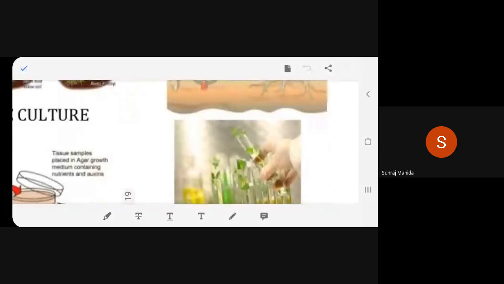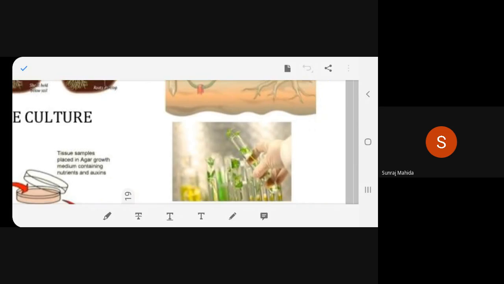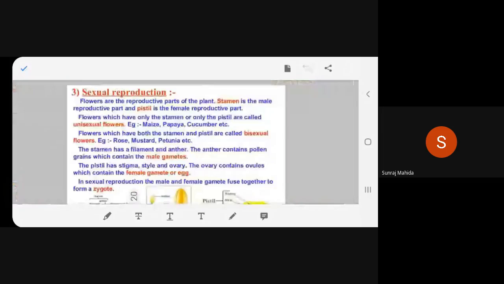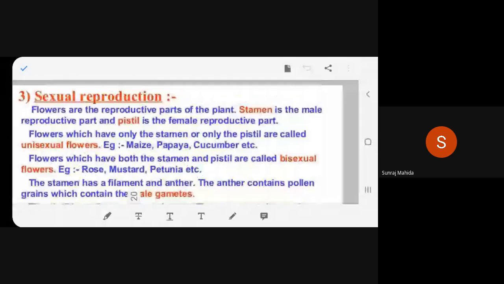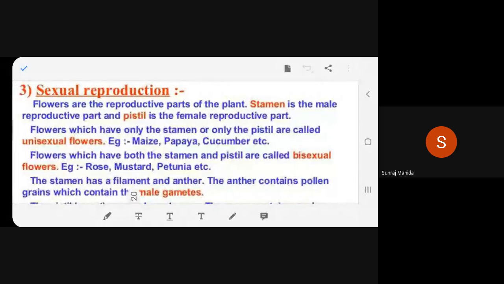Okay, we'll not go into detail, but I just want to convey the message that this also could be a part of it: how to produce so many plants from a small tissue. So this is what it is all about. Asexual reproduction, we are through. Asexual vegetative, now we are going to do sexual reproduction.